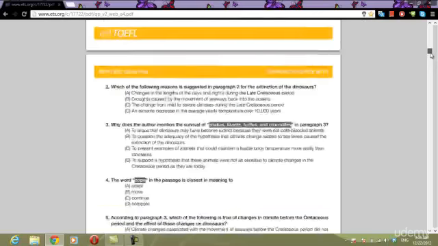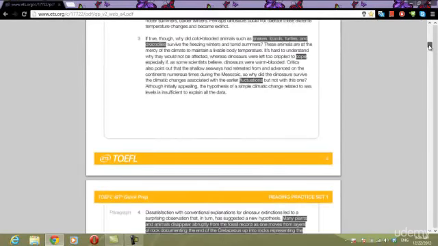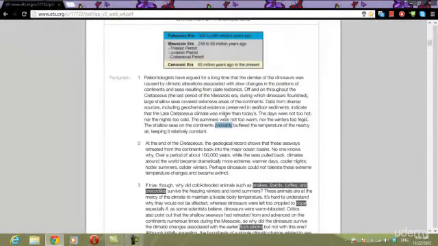And choice C says the climate was very similar to today's climate. Okay? And we know that one is incorrect because it says the climate was milder than today's. Milder than today's. And so that one is incorrect.